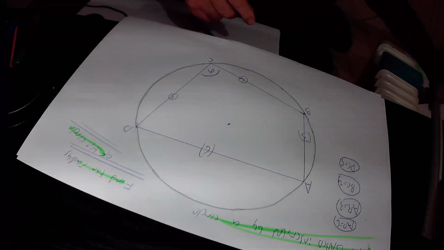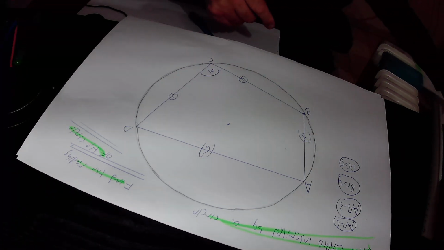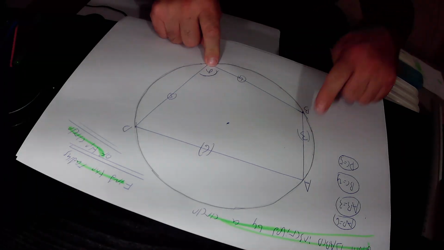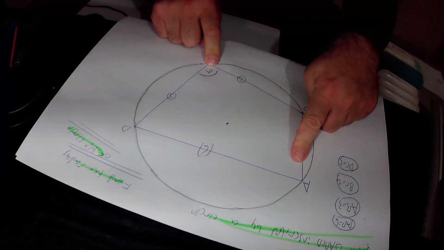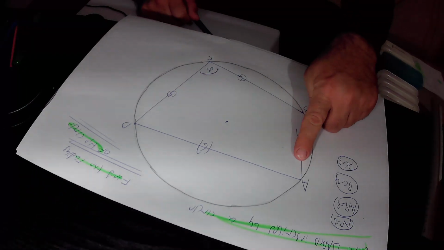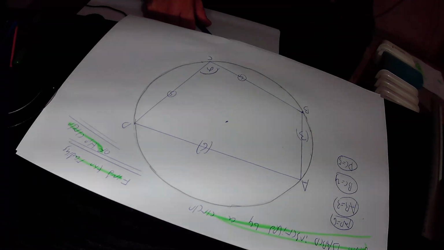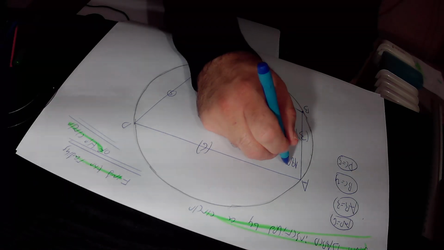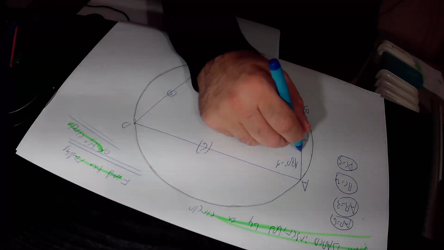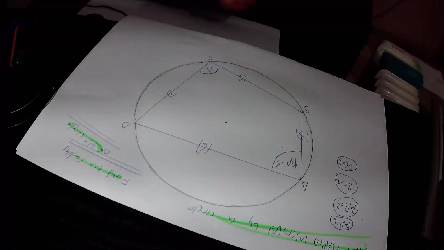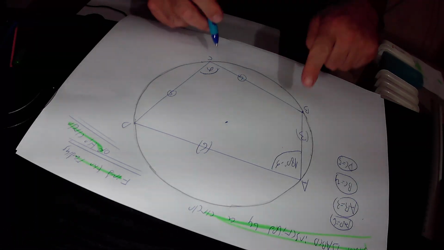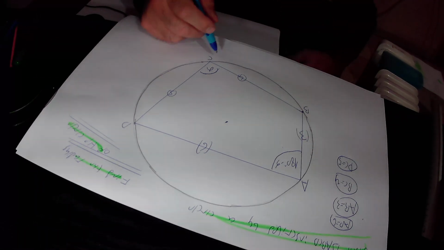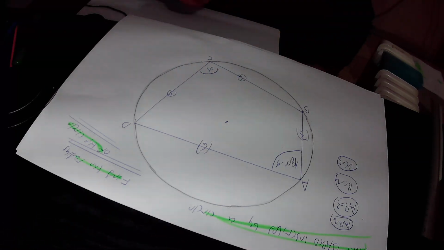So, the sum of those two opposite angles must be equal to 180 degrees. So, alpha plus the missing angle must be equal to 180 degrees. Therefore, the missing angle must be equal to 180 degrees minus alpha. Why? Because 180 degrees minus alpha plus alpha is 180 degrees. That is the sum of those two opposite angles, because quadrilateral ABCD is cyclic. Therefore, this missing angle must be equal to 180 degrees minus alpha.